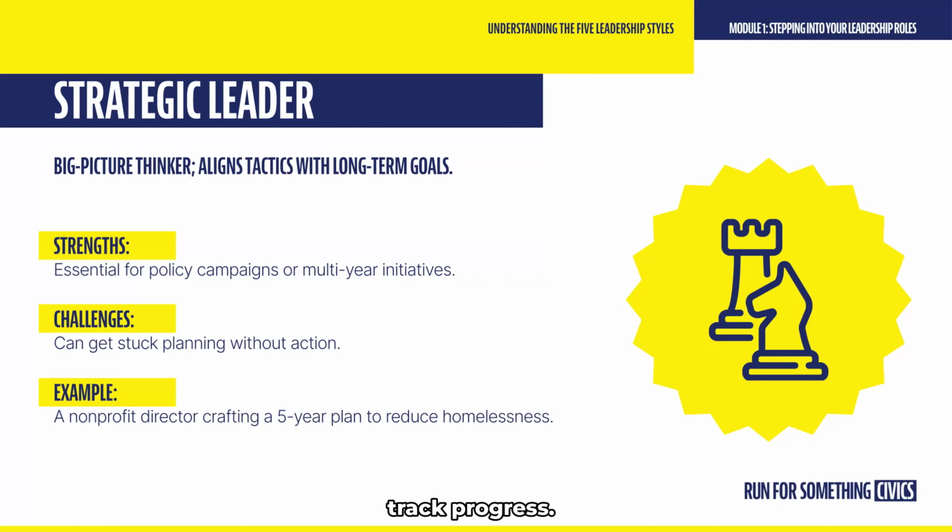And similar to the task manager, really understand what's the timeline, the efforts, the inflection points, and the metrics you'll use to track progress. Now, some challenges for this particular type of leadership, they can get really stuck in the planning without starting the action that you need to gather momentum. They may need help getting the ball rolling, or else they might end up planning forever. An example of this type of leadership is potentially a nonprofit director, maybe a campaign director, or an advocacy director at an organization who thinks in terms of year-long plans.